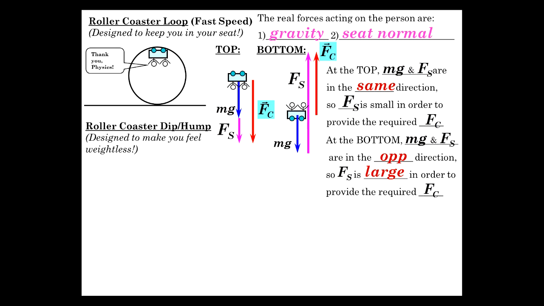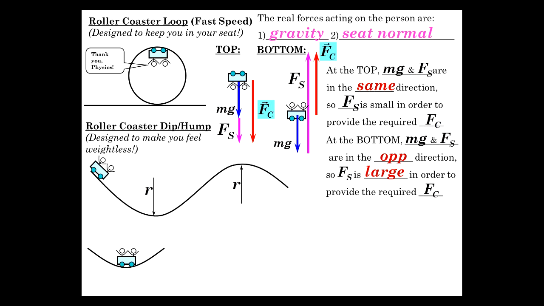All right. Now, the roller coaster dipper hump. You're designed to feel weightless. So here at the bottom, let's consider that first. At the bottom, we've already gone through this scenario. It's always the same at the bottom. Fc is inward, which is up in this case. So we have gravity, which acts the opposite way, down. And the result is Fc, upward. So we have a support force that does the job for us.